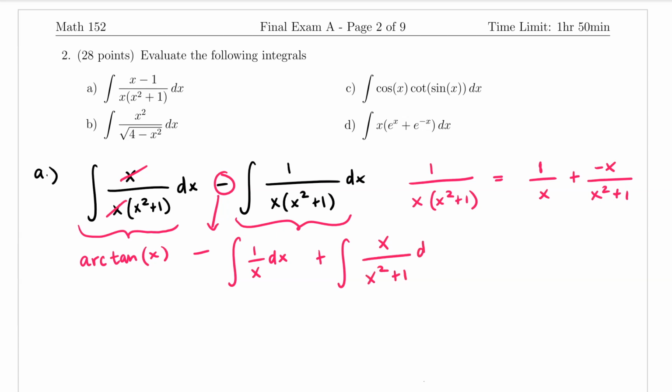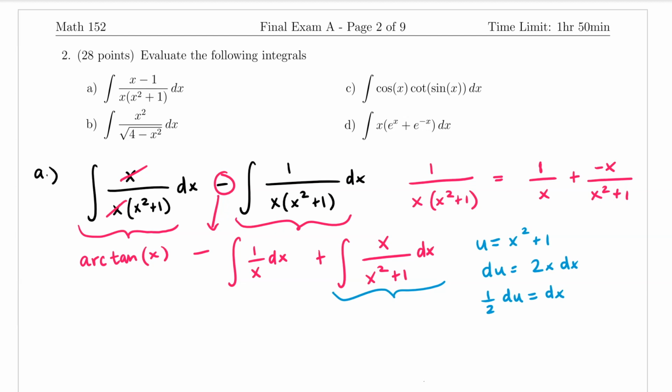Now on this integral, I'm going to use u substitution, and I'm going to let u equal x squared plus 1, and then du is going to equal 2x times dx, and then if I divide both sides by 2, I get 1/2 du is equal to x dx.